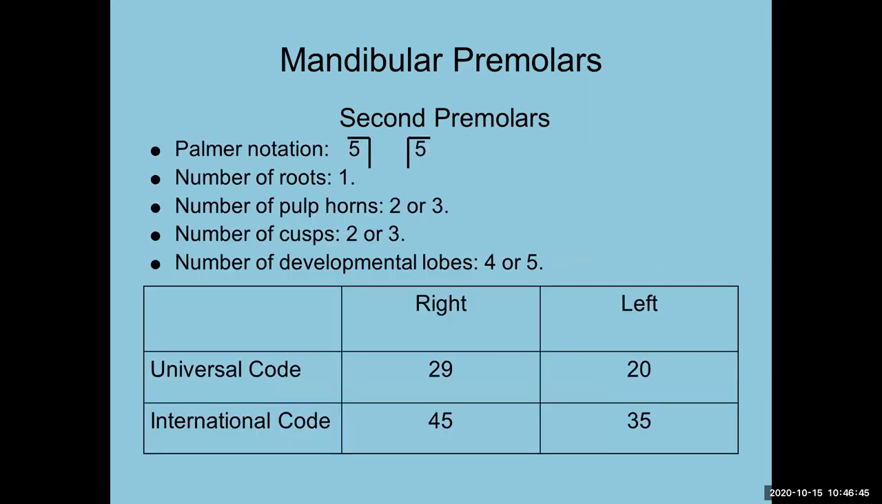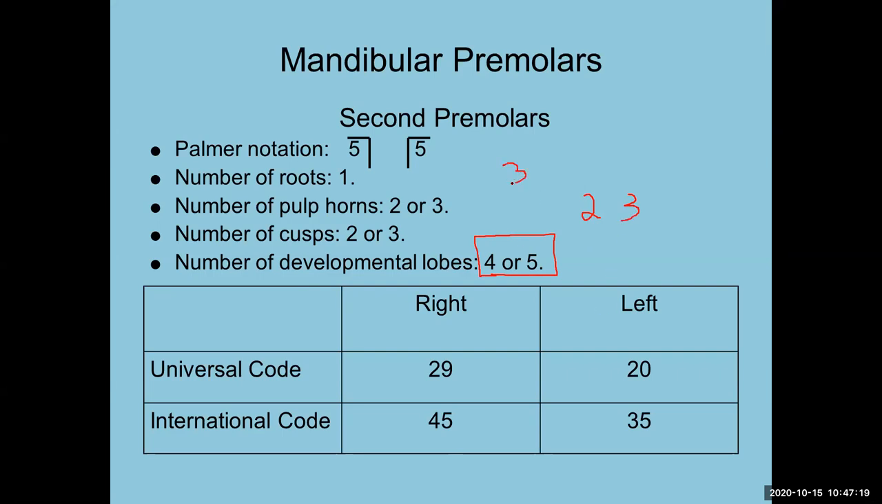The different numbering systems. Why does it say number of developmental lobes, 4 or 5? Because since it's more posterior, are there more anomalies? Could be. Okay, this has to do with whether it's a 2 or 3 cusp premolar.